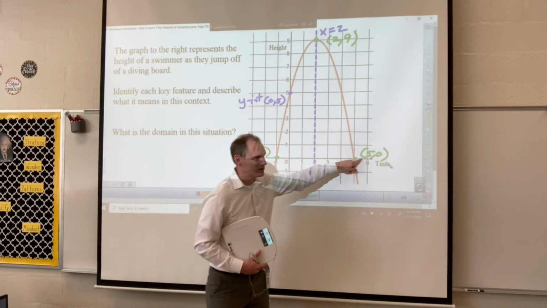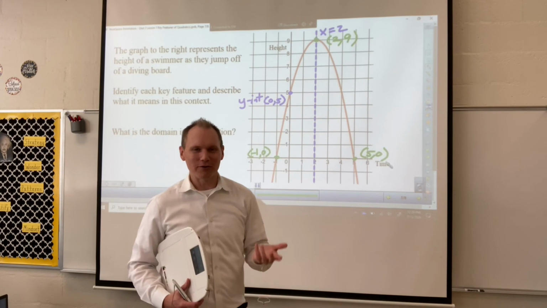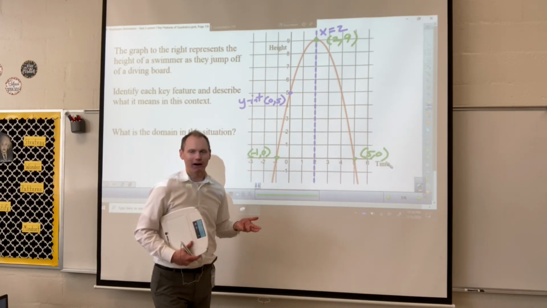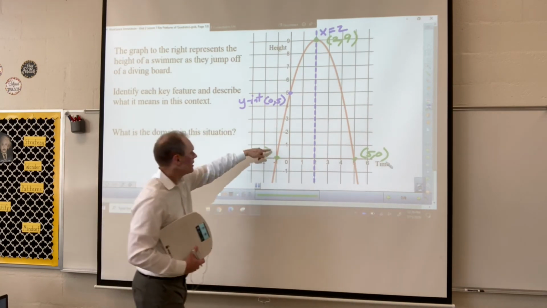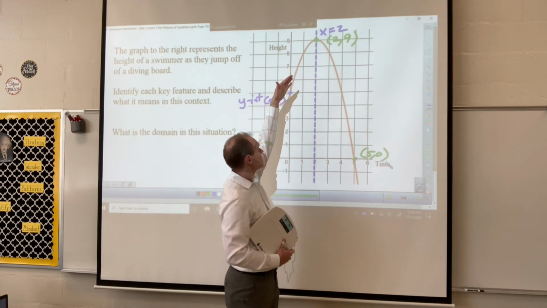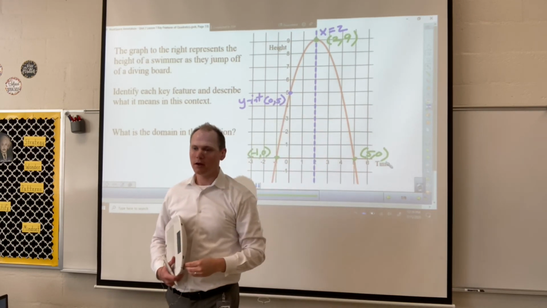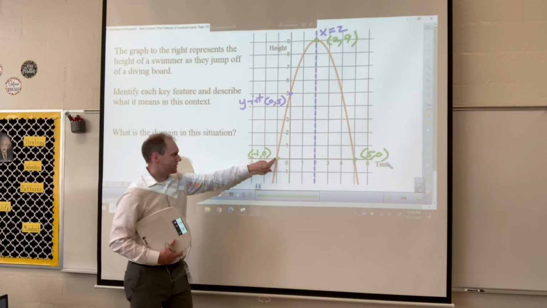So at 5 seconds, he hits the surface of the water, which is not all that realistic. I don't think you're going to be there for 5 seconds. That's a long time to be there. But just for this particular example, yes, that's what happened, right? He went up, after 2 seconds reached the maximum, and then after 5 seconds, came back down and hit the water. Now, let's go to this one.